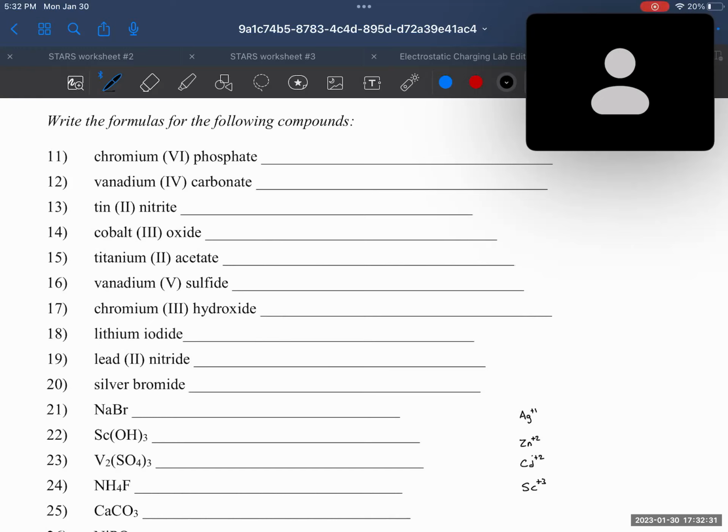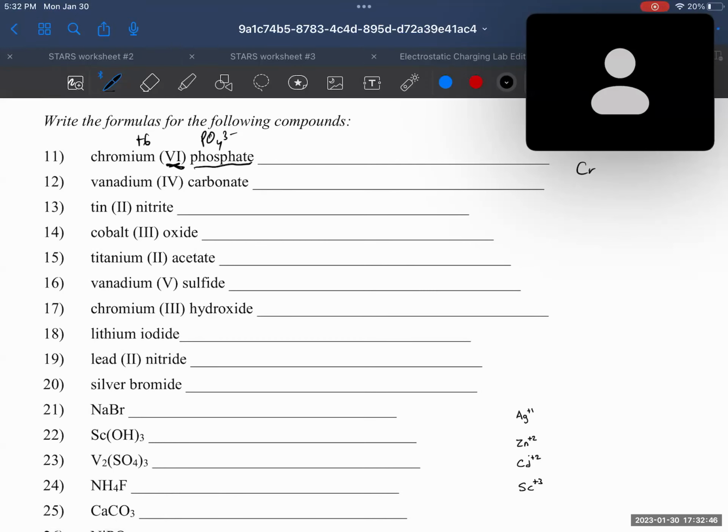So chromium, with this 6 right here, tells us that it has a +6 charge. And then phosphate, as our polyatomic ion, so our PO4 3 minus. Go ahead, do the whole switch, loop to loop, crisscross, whatever the heck you want to call it. So this is PO4 3 minus. That goes here. This goes there. I learned it as a loop to loop. It's actually fun that way. Sorry, that's a 6, not a 4. 6 plus. And then you get Cr3, PO4 6.